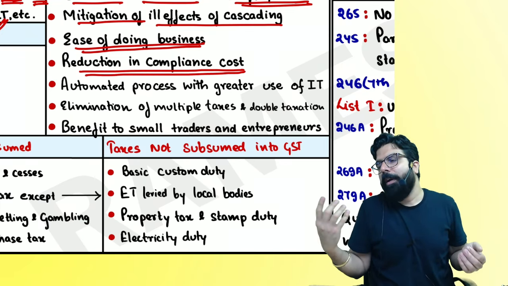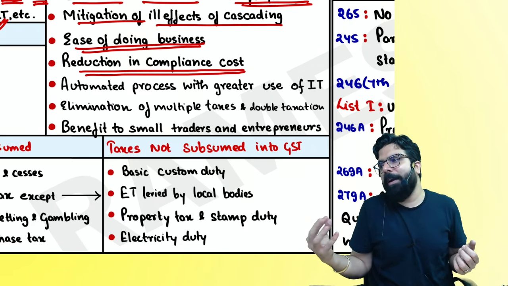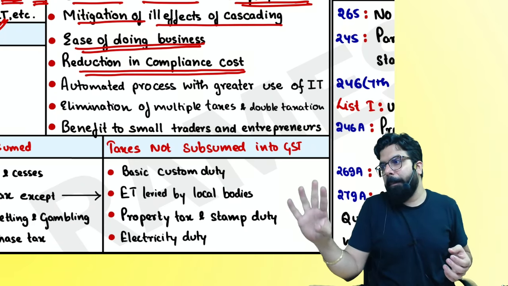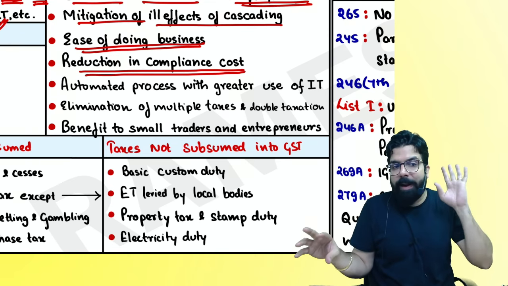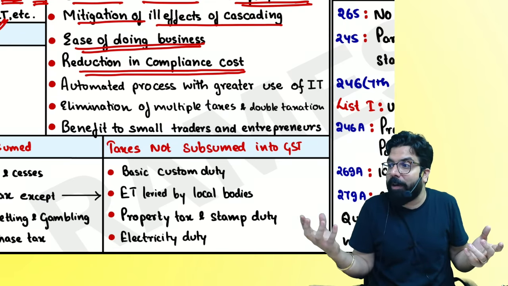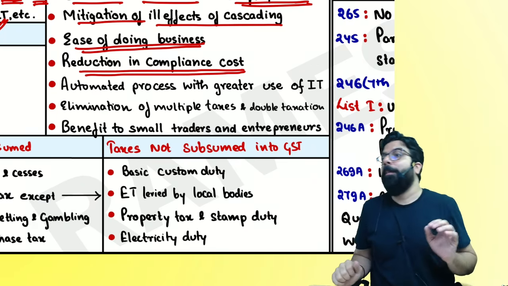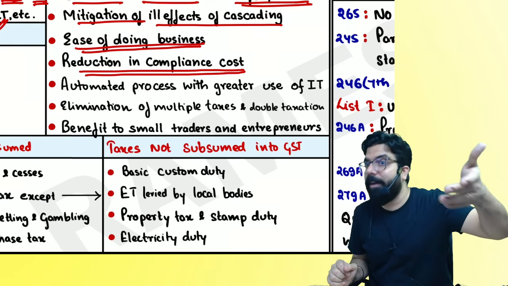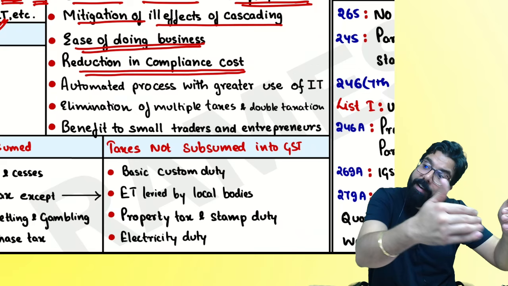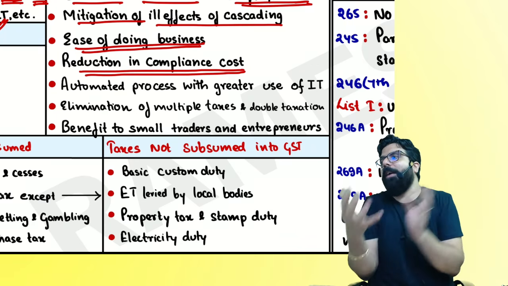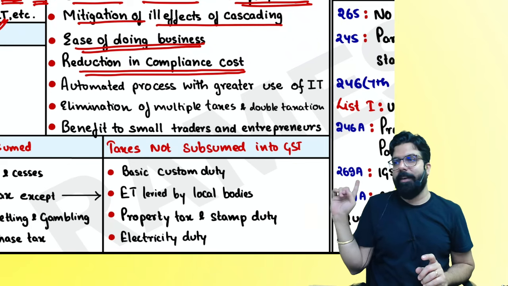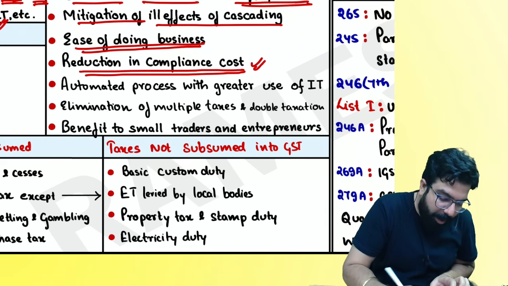Yes or no, everyone? Now you tell me one thing. Earlier, I had to pay my CA for doing VAT compliances also, excise compliances also. Now I have to pay him only for what? GST compliances. So is my compliance cost also coming down? Because earlier, under excise there were related returns, and under the VAT Act the VAT return had to be filed. Under GST, only the GST return. So is compliance cost also coming down?